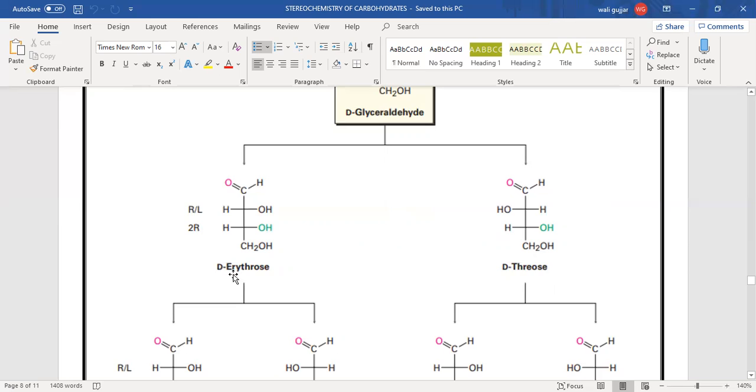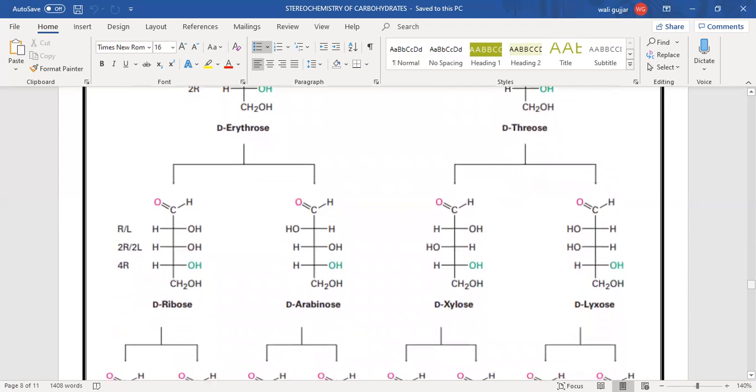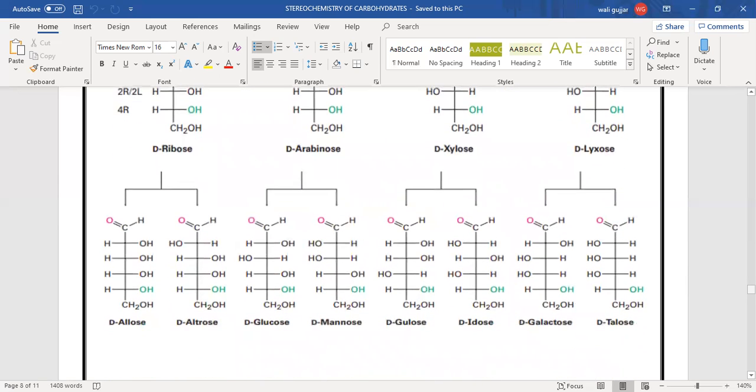So it is their configuration. D-glyceraldehyde converts into D-erythrose and D-threose, and they are further converted into D-ribose, D-arabinose, D-xylose, D-lyxose, and further when this occurs, D-ribose converts into D-allose and D-altrose, and D-arabinose converts into D-glucose and D-mannose. D-xylose converts into D-gulose and D-idose, and D-lyxose converts into D-galactose and D-talose.